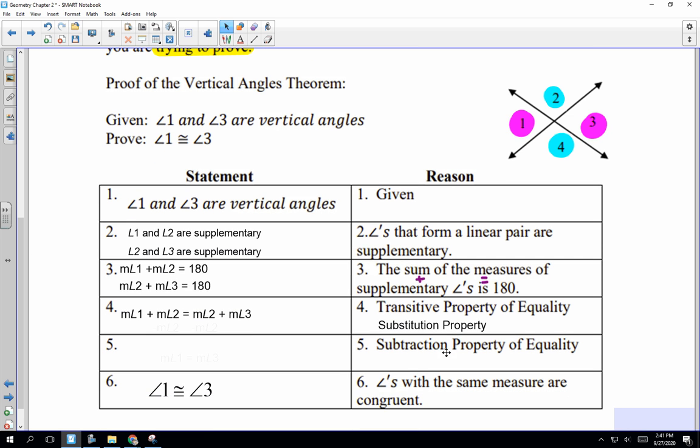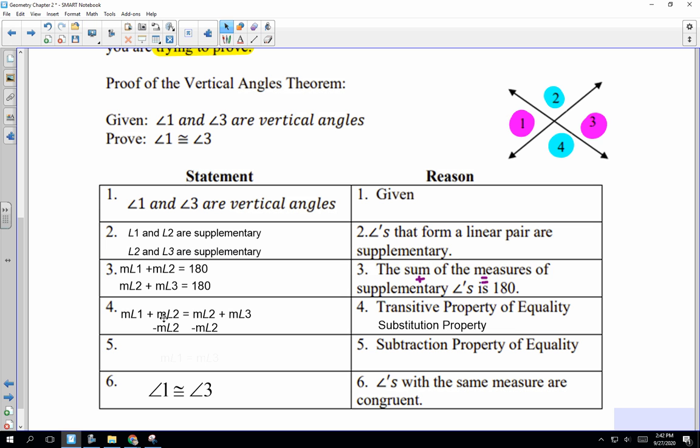Okay, subtraction property of equality. We look at the goal. Here it is. We just want 1 and 3. Right now we have 1, 2, and 3. So to get rid of the 2, we're going to subtract it from both sides. And you go, oh, Miss Albagarth, please.